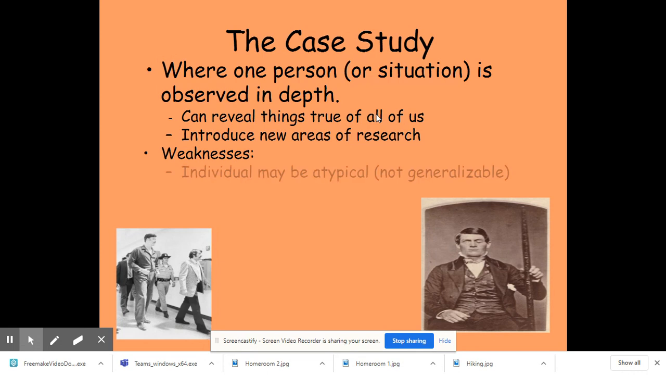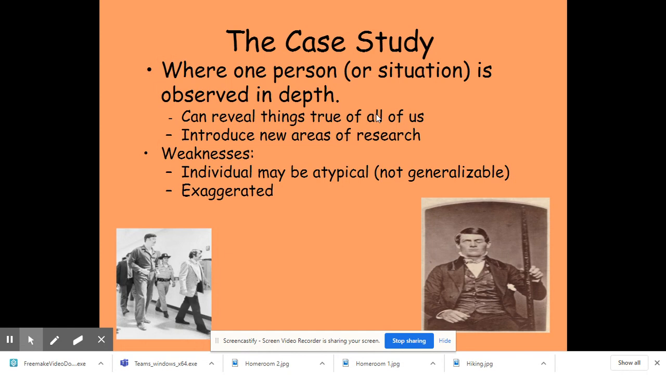Some of the weaknesses of this, though, sometimes the person might be atypical. It's not generalizable to the public. For instance, if you're looking at school shootings, and let's say that you're studying Parkland, you can't say, all right, whatever the guy's name is, Nicholas Cruz, I think, he did this, so this must be what all school shooters do. You can't necessarily generalize that information, okay, because all of them are different.